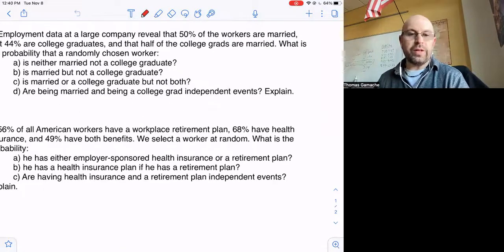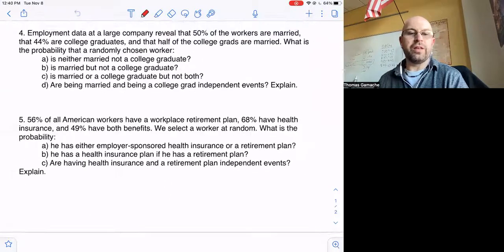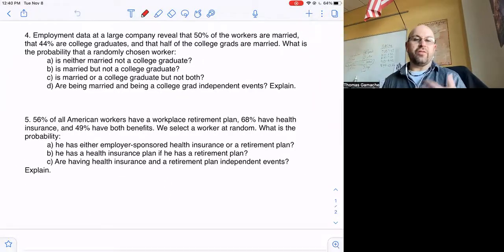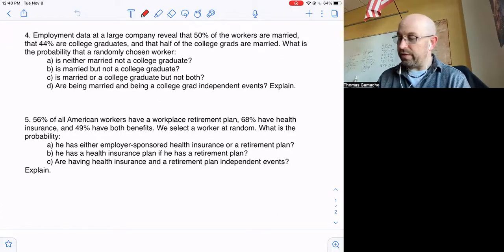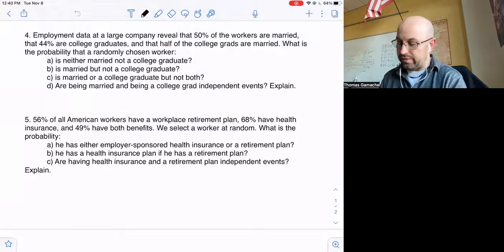So I'm going to look at this problem right here where it talks about 56% of all Americans have a workplace retirement plan, 68% have health insurance, and 49% have both benefits. So what I want to do is start out by doing a Venn diagram for this problem. Again, we could do tables too. I'm going to do tables in another video, so if you want to see what a table might look like, that's cool. I'm going to go with the Venn diagram here.